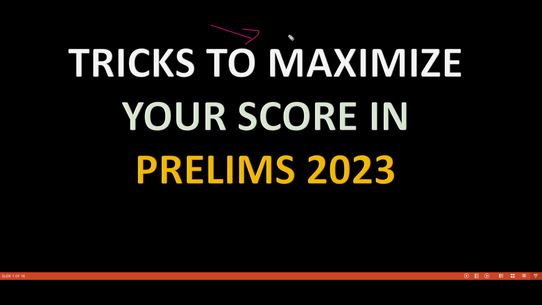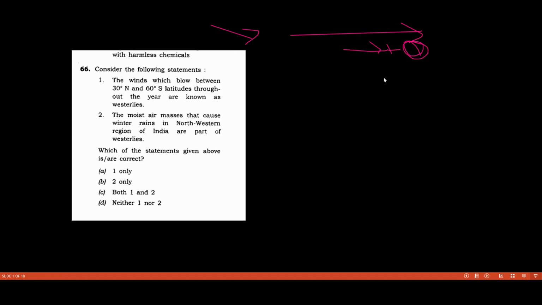clearing the cutoff. All right, and if you are someone who has cleared the cutoff, so that will put you in a position of peace of mind, so that you can definitely prepare for mains with surety. All right, so let's see what are the techniques that we can use.